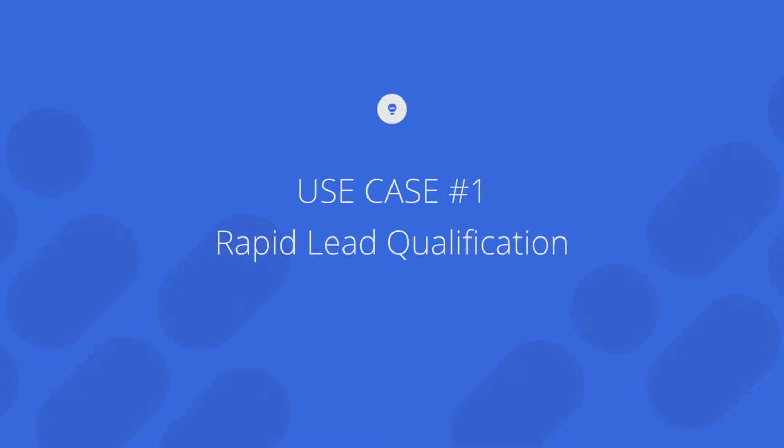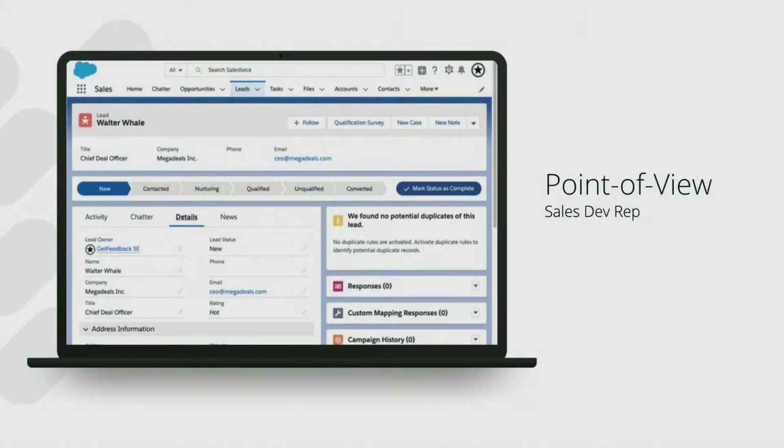First up, rapid lead qualification. I'm a sales development rep or a business development rep. Day in and day out, I'm on that lead object. I'm trying to connect with people on the phone, learn about them, and try to size up the nature of the opportunity to hand it off to an account executive. Here's what I see when I log in each morning.